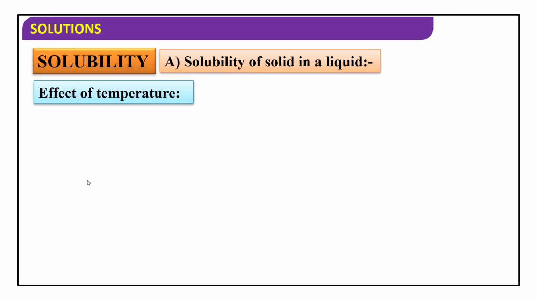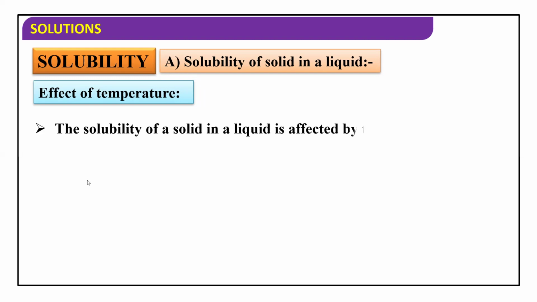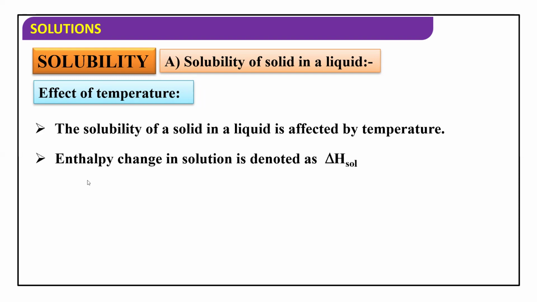So coming to the effect of temperature, the solubility of a solid in a liquid is affected by temperature. So how is it going to affect? The change which we are going to consider here is denoted by delta H of the solution, which is nothing but the change in enthalpy of the solution. Enthalpy change in solution is denoted as delta H solution.